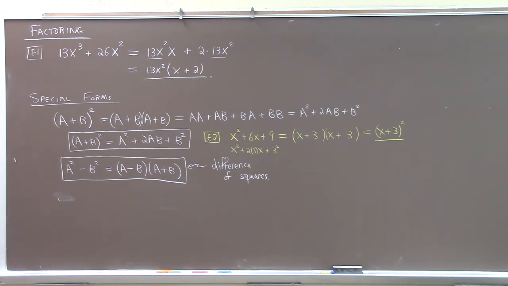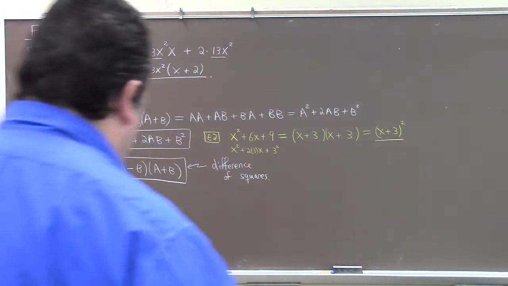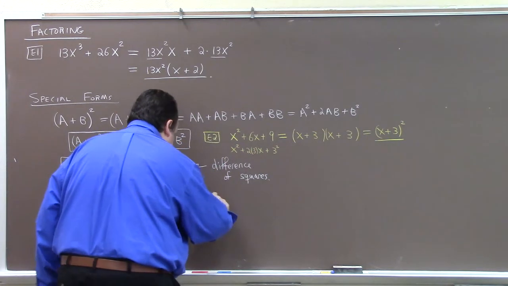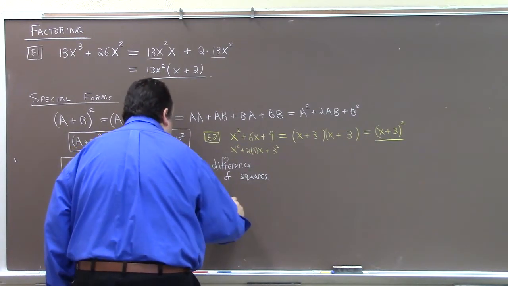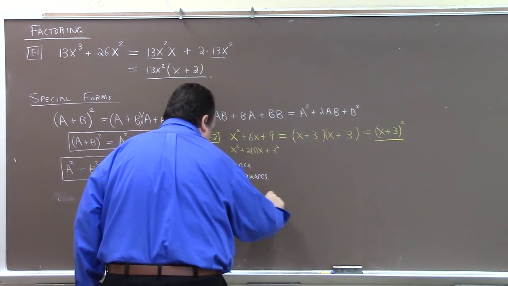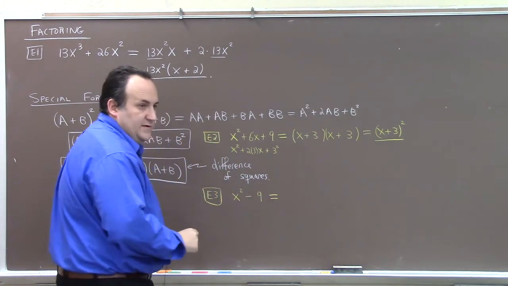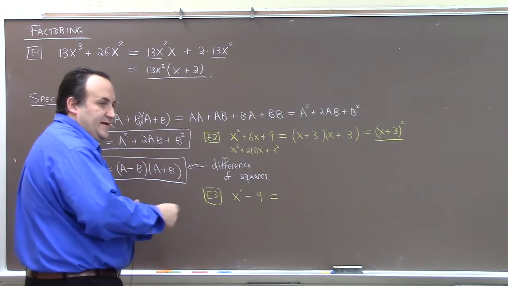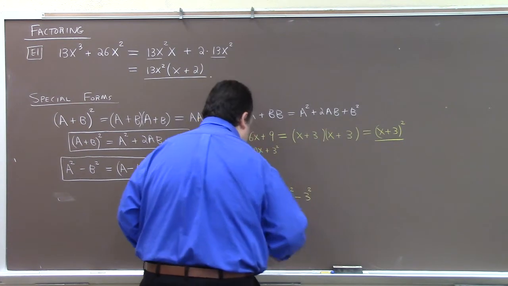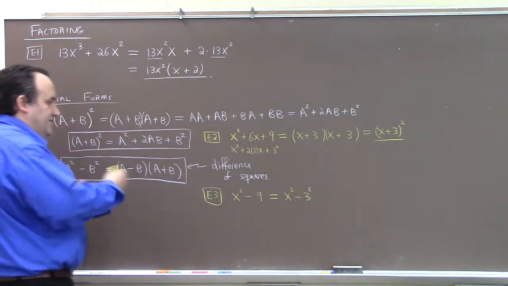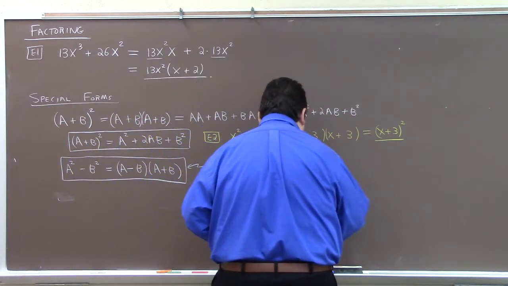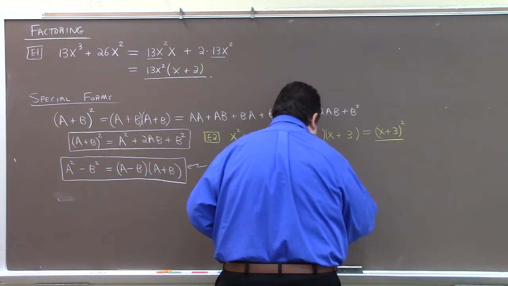So there's that one. Example 3. We could have, I don't know, x squared minus 9. If we look at that, that's really x squared minus 3 squared, right? So what is it? It's a difference of squares. So I can use the difference of squares identity just to factor. That's x minus 3 times x plus 3.